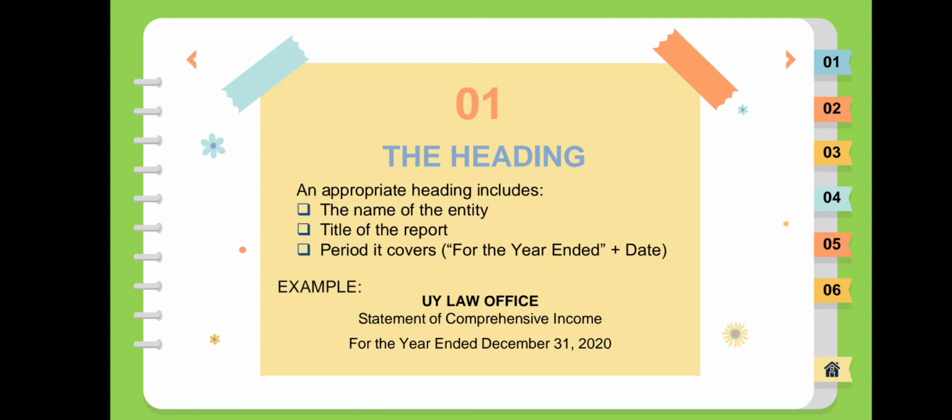Next to the name of the entity is the title of the report. So, Statement of Comprehensive Income. That is the name of the financial statement or title of the financial statement or report. And lastly, the period it covers. So, for the period or the date, don't forget to put this phrase first before the date. For the year ended. Then, plus the date na.